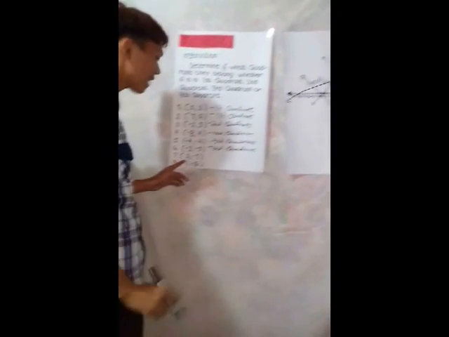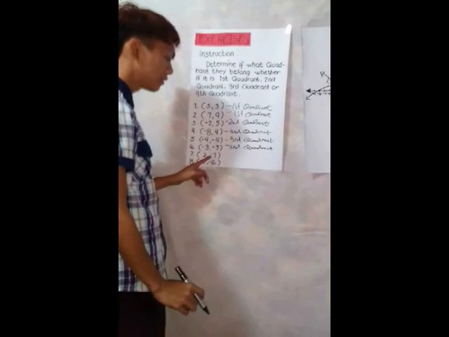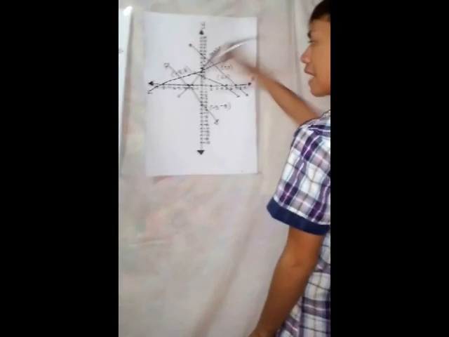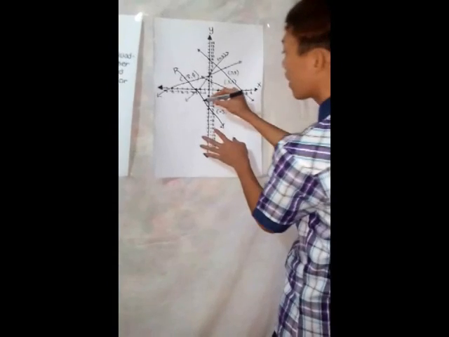And for number 7, positive 2 and negative 1. What do you think? Positive 2 and negative 1. So here.